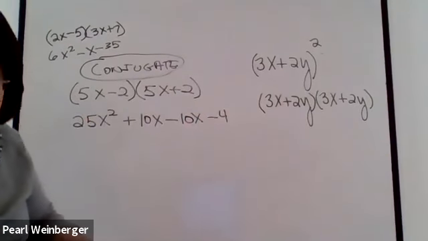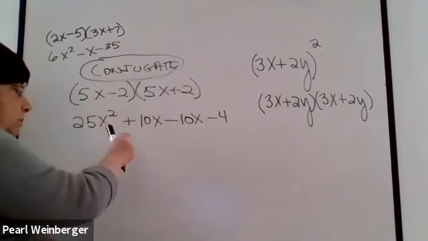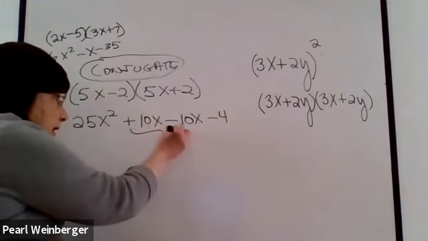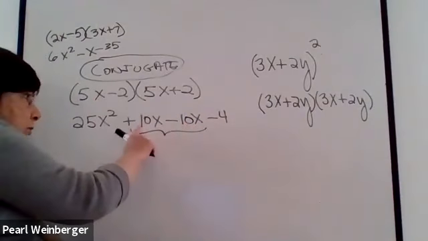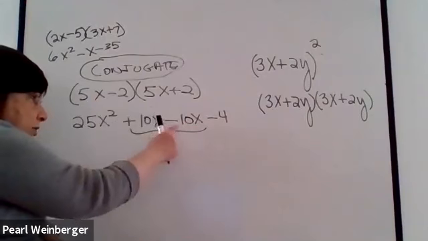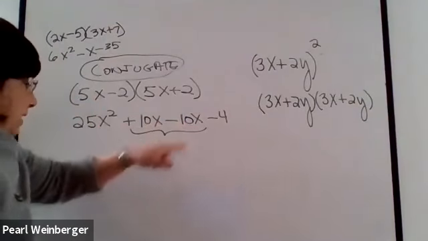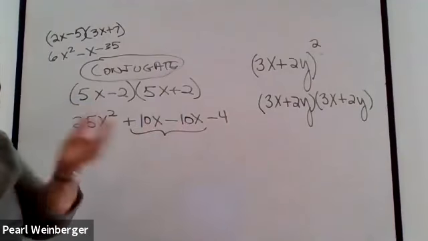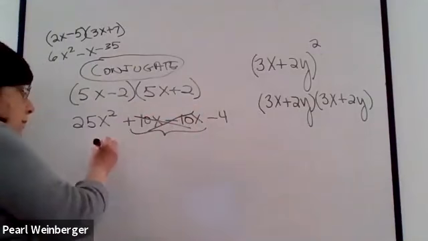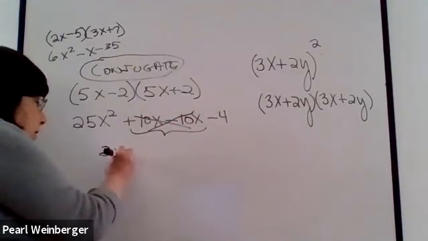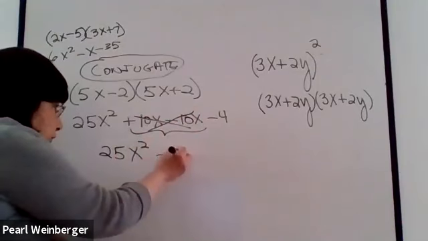And what happens when I go to combine the like terms, I see the inner and the outer, the 2 middle terms, are actually the same number, but one is positive and one is negative. Well, what happens when I combine 10x minus 10x? I get no x's, 0. This just cancels out. So my final answer becomes 25x squared minus 4.